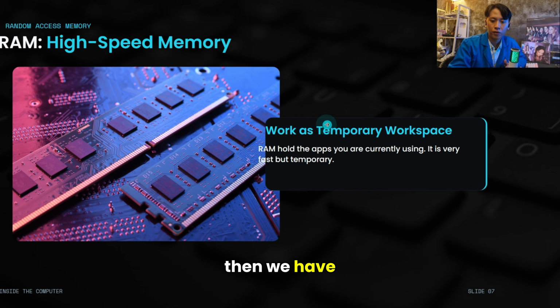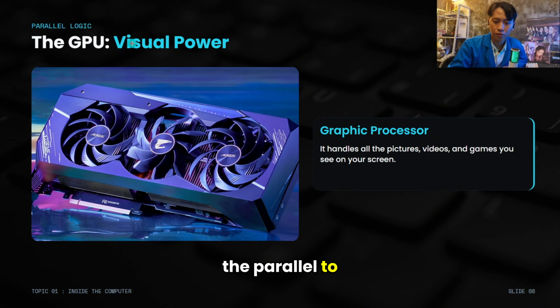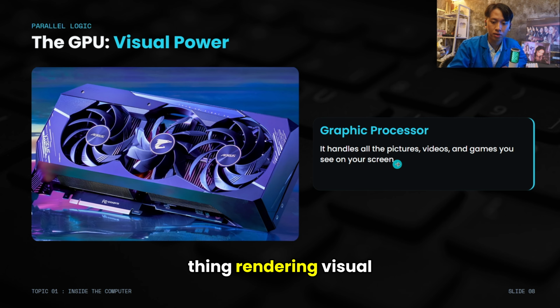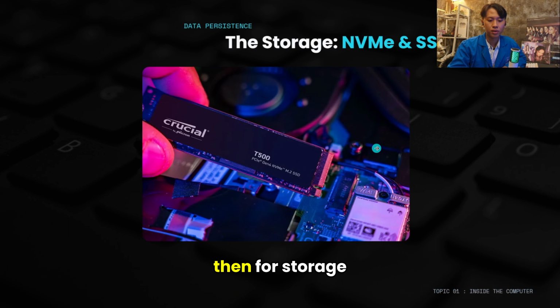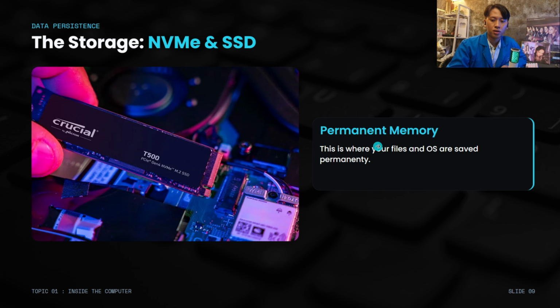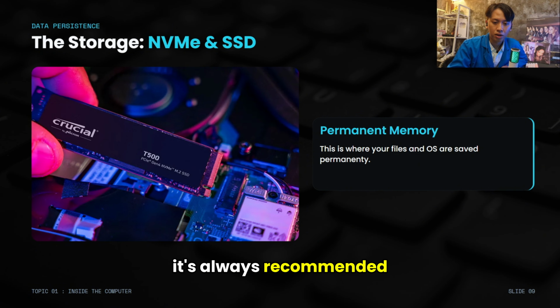Then we have the GPU, the parallel visual power, the graphics processor of the PC itself. It handles all the pictures, videos, and games you see on your screen. While a CPU has a few powerful cores, a GPU has thousands of small cores designed for one thing: rendering visuals. It takes the heavy graphical load away from the CPU, allowing for a smooth user interface. And for storage, in this era of technology, it's always recommended to use NVMe, which is much faster than old hard disks because it uses flash memory.